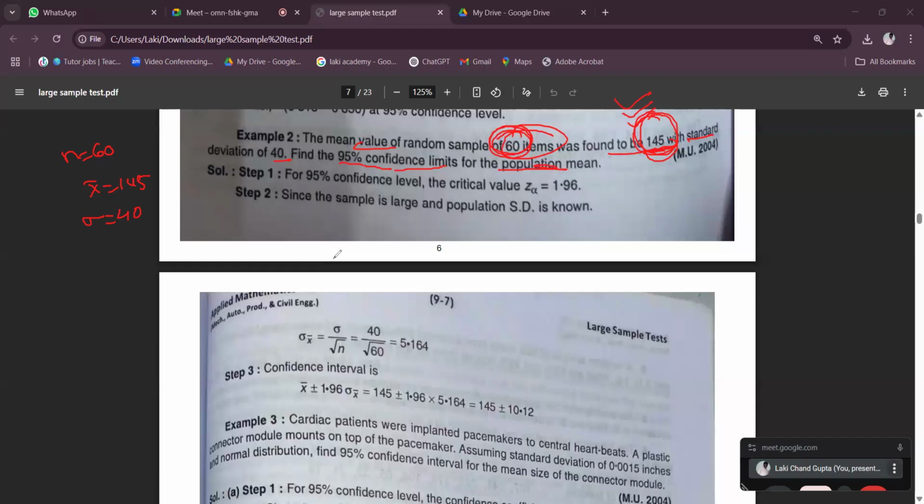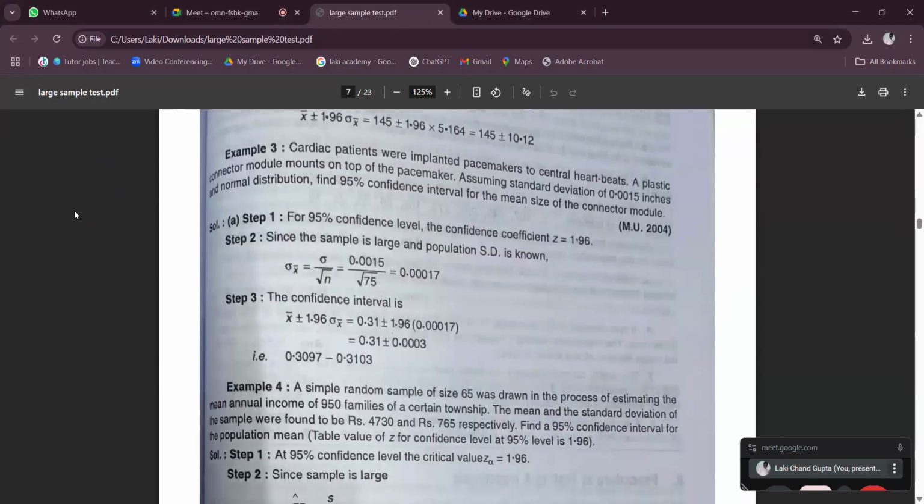So 145 plus 10.2, right? 155.12. Yes, right? Okay, try this also, the third. The more you practice, the more you will learn.